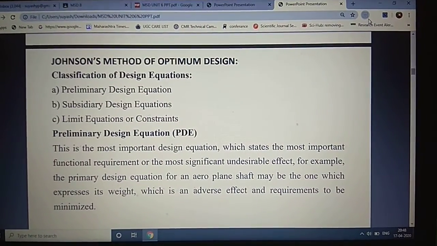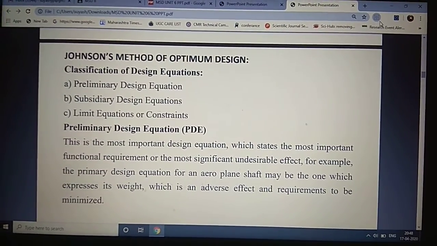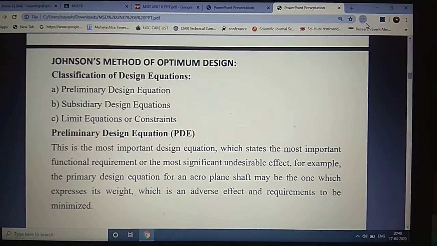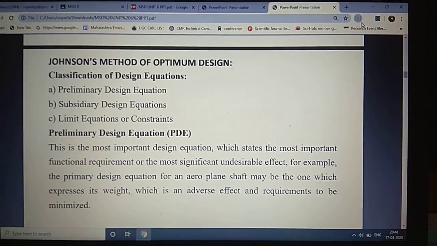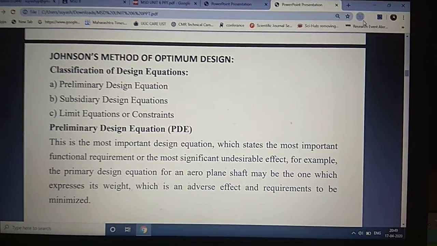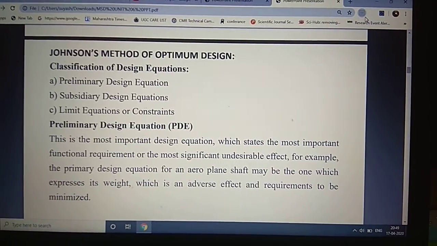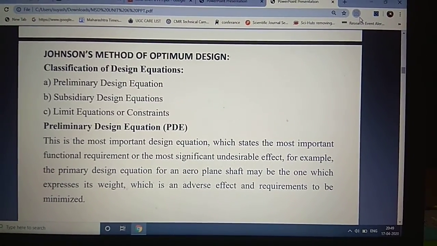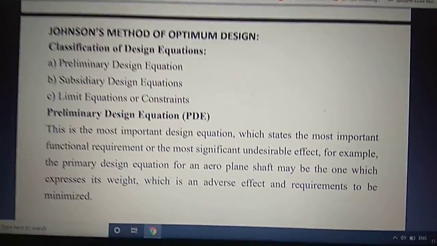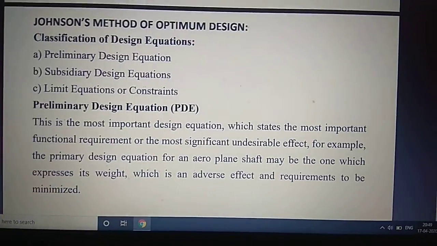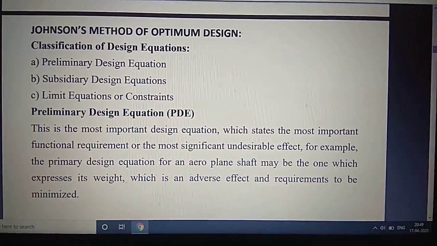Next part is Johnson's method of optimum design. There are basically three design equations: primary design equation, subsidiary design equation, and limit equation. The PDE is the most important design equation, which states the most important functional requirement or the most significant undesirable effect. For example, the PDE for an aeroplane shaft may be one with its weight, which has an adverse effect and needs to be minimized. So the primary design equation is the most important equation which states the most important functional requirement or undesirable effect that has to be minimized.